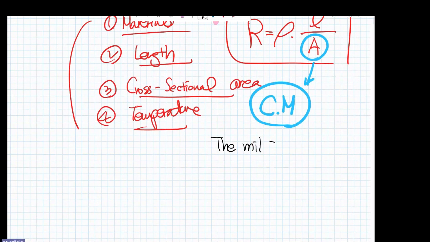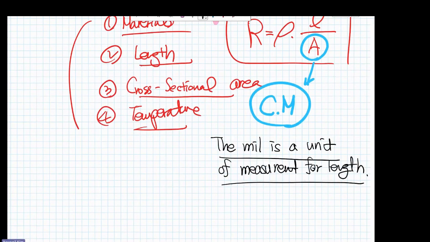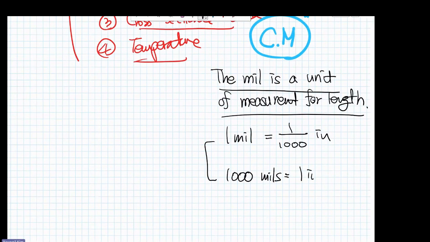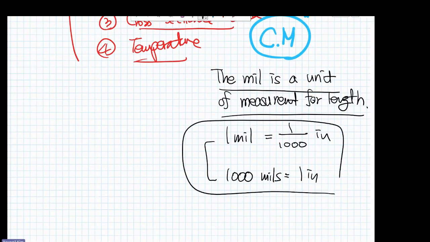The mil is a unit of measurement for length. Okay. The mil is the unit of length. So 1 mil is 1/1000 inch, and 1000 mils is 1 inch. So it depends on the questions. You can convert from mil to inch, or inch to mils.